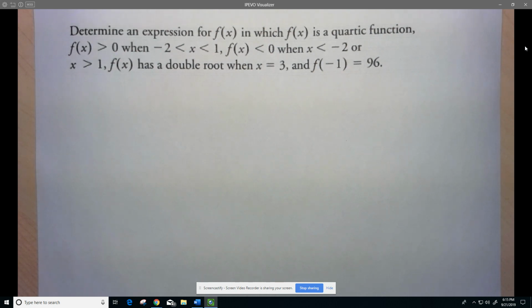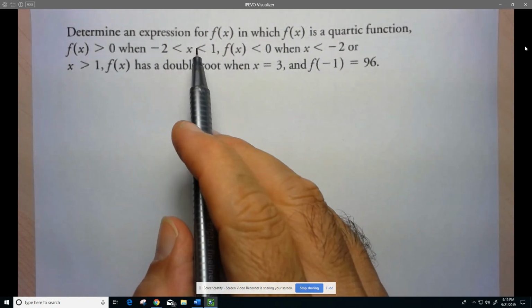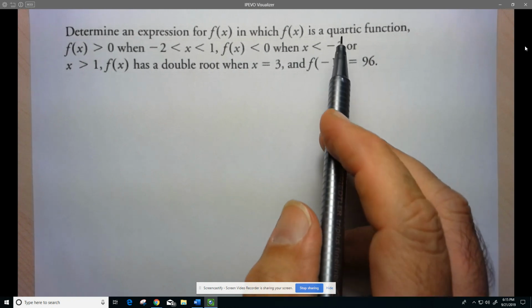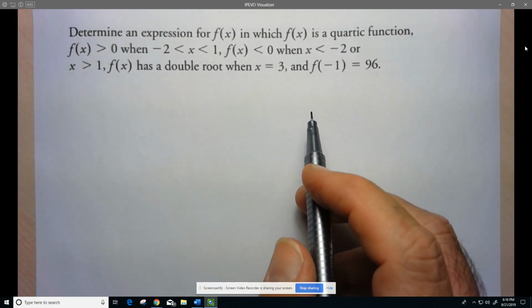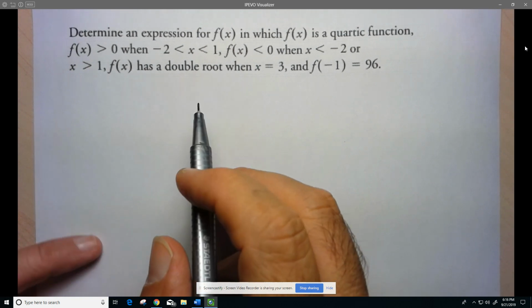Hi folks, we're going to take a look at number 2 from the extra questions on the Unit 1 assignment. Here they're asking us to determine an expression for this function f. They tell us that f is a quartic function, and then they give us some information. The idea is to decipher this information.